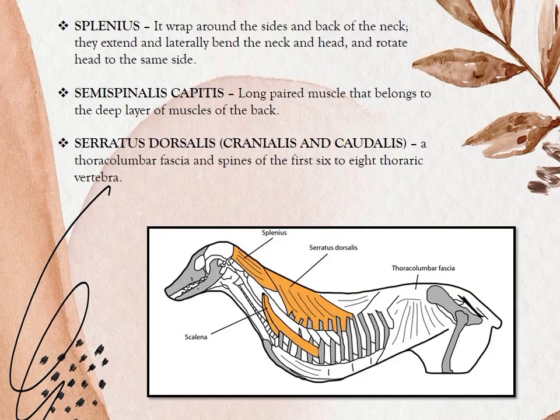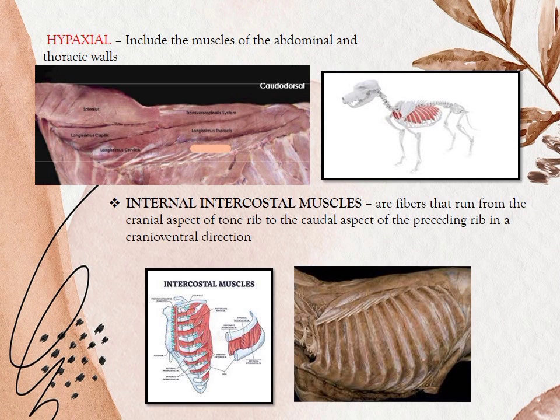Next is the hypaxial of the dog. It includes the muscles of the abdominal and thoracic walls. First one is the internal intercostal muscle.